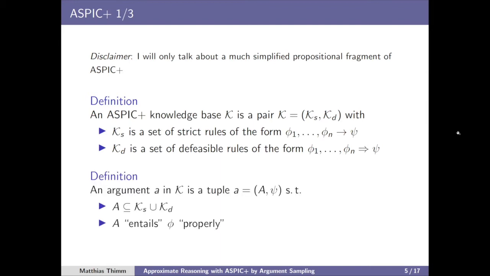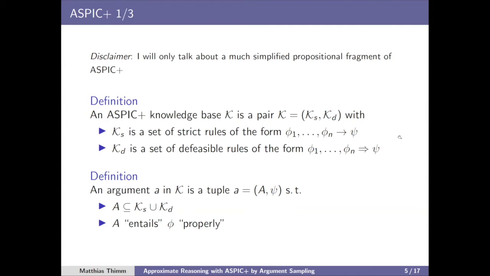So this is the knowledge base we start from. We have a set of strict rules and a set of defeasible rules, and some of these rules may have an empty premise. So these phi 1 to phi n may actually be empty, so n may be 0. These are basically the facts we can start our reasoning from, or the axioms, as we call them if it's a strict rule, or assumptions if we start from defeasible rules. And putting them together, we can form chains of rules.